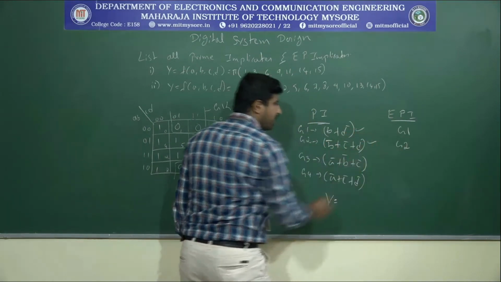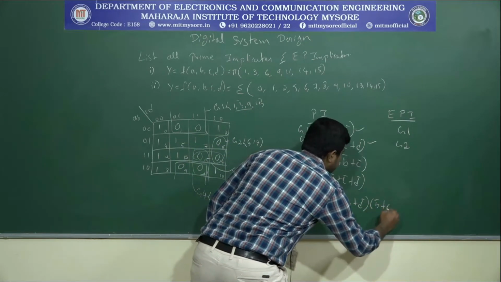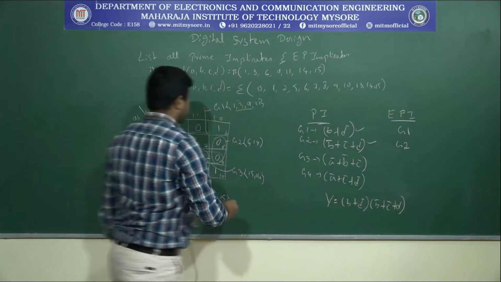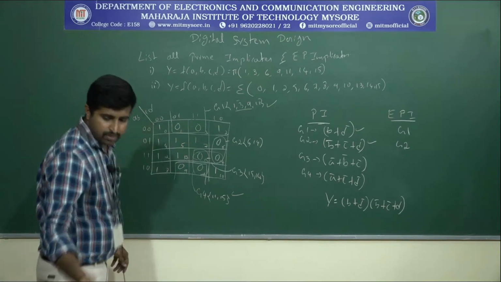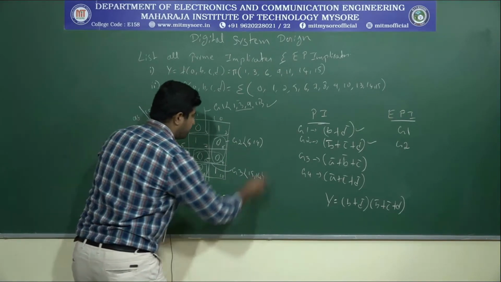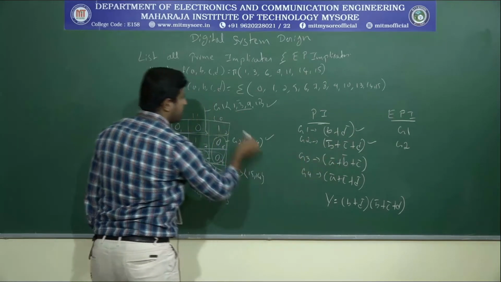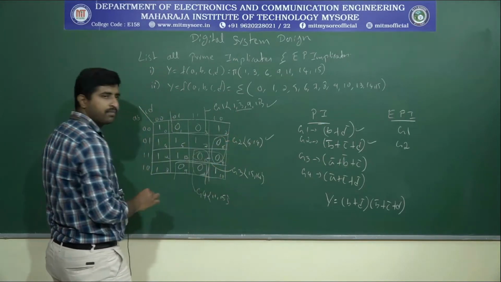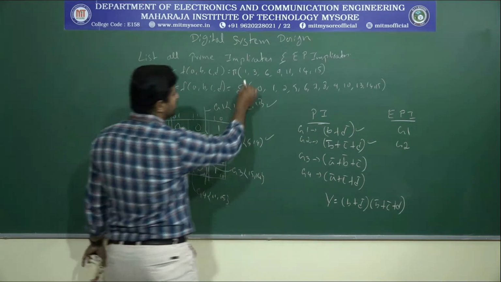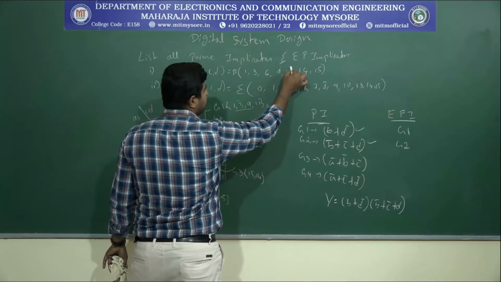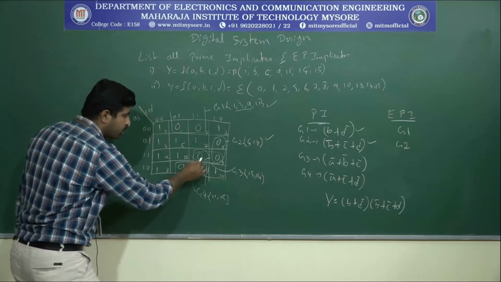That means these two will be compulsory: B plus D bar, B bar plus C plus D. That means these two are involved. Okay. So, G1 and G2 are included. But see, if we write only these two essential ones, we are left out 15, right. See, 1, 3, 9, 11, 6, 14 are all included, but we left out the 15. We have not grouped this one.